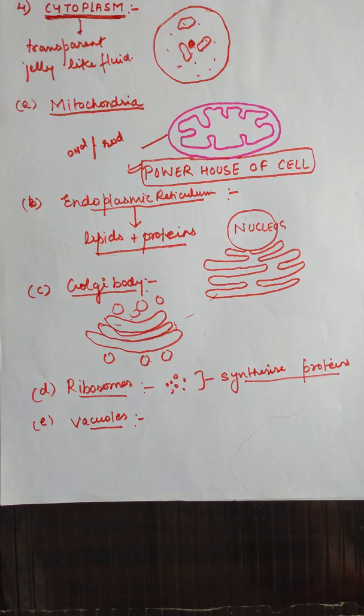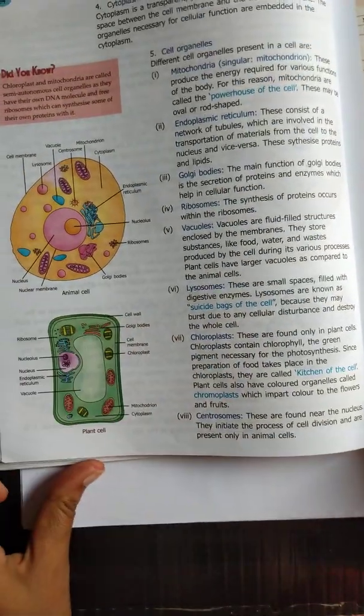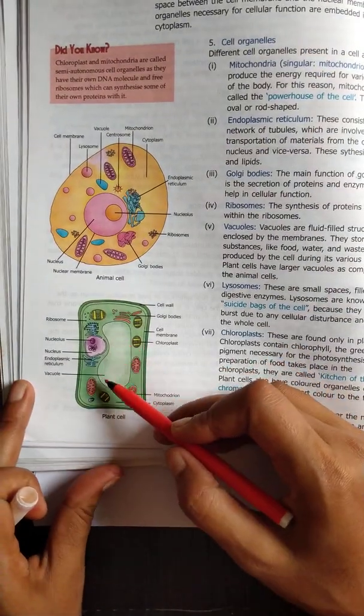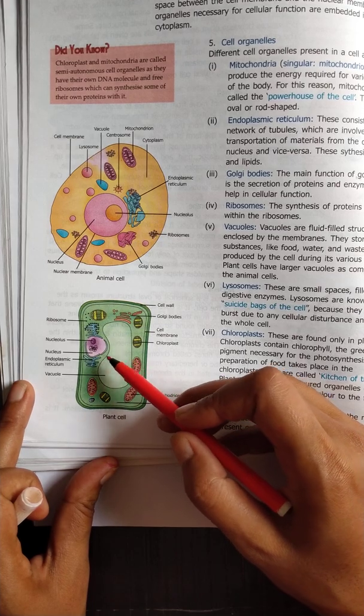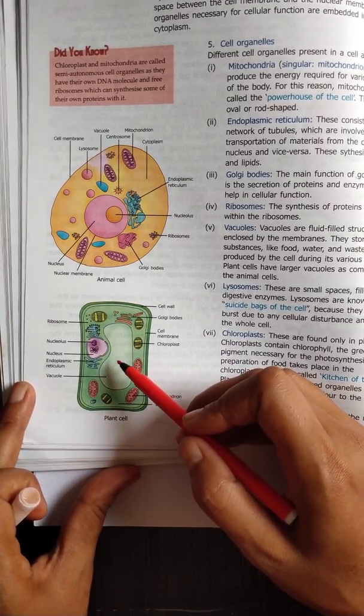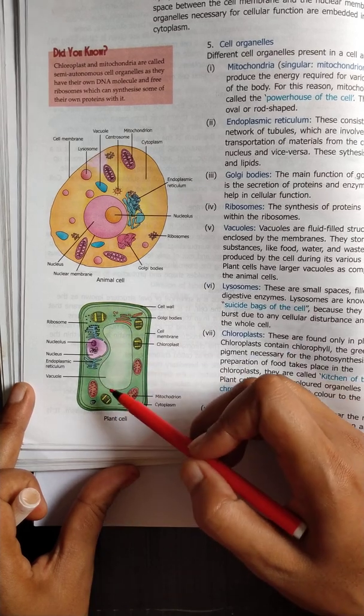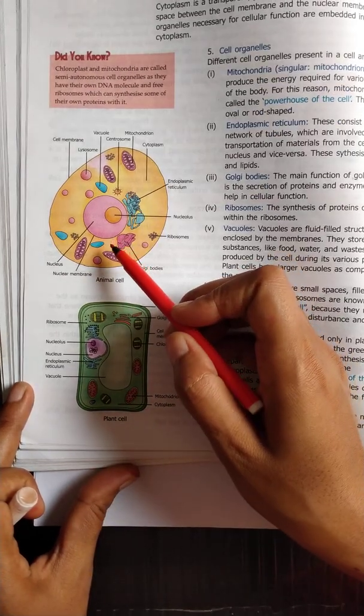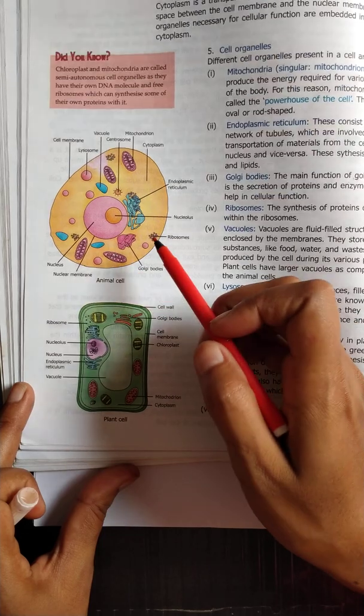So for example, I want to show you in the book. You can see this is a very large structure. This is called a vacuole. It is filled with fluid. Different types of vacuoles are found in animal cells. The vacuoles are either very small or absent.